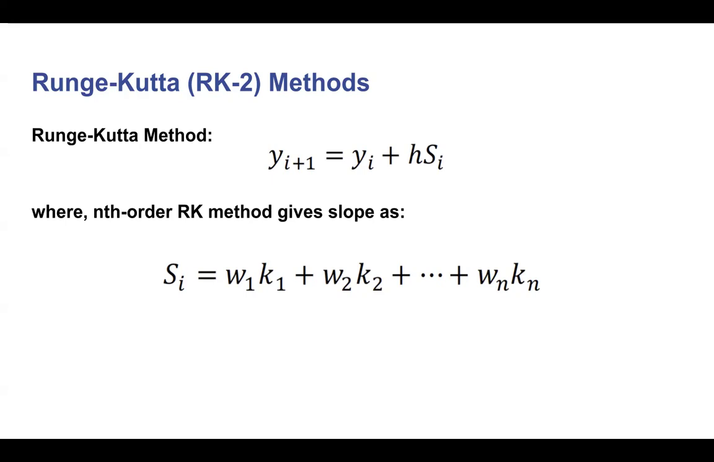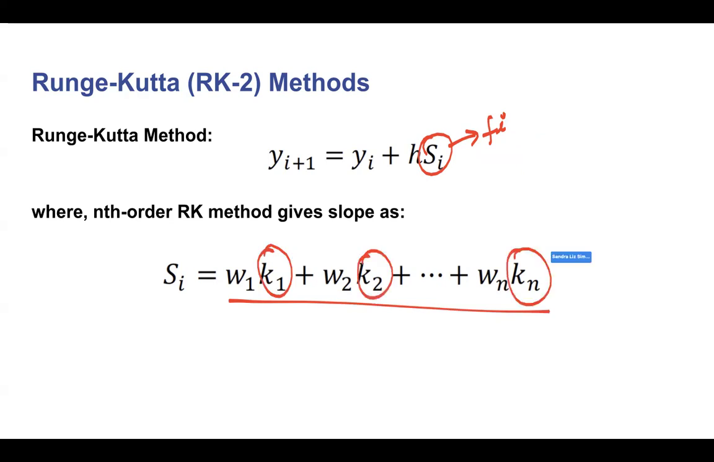So in Euler's explicit method here you had fi. Okay. Now in Runge-Kutta method, what happens? Instead of fi you have si, which is nothing but a combination of functions. Here k1 is a function, k2 is a function, kn is a function, and these functions are added by weighing them by a particular weight parameter.